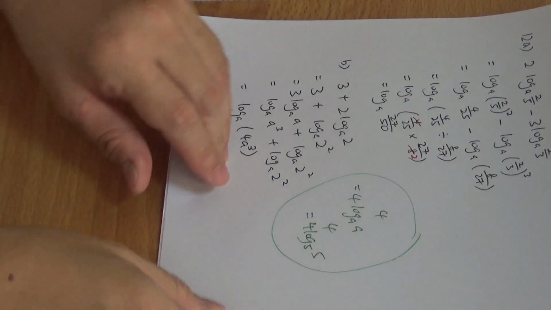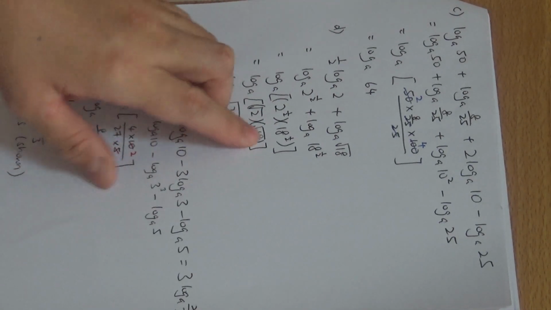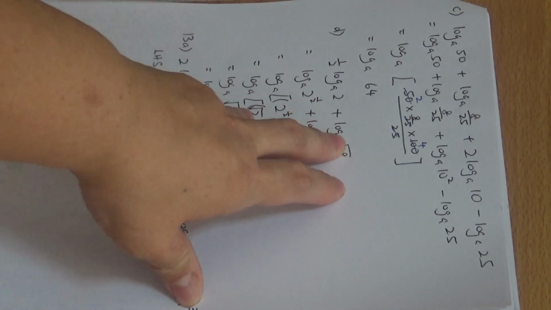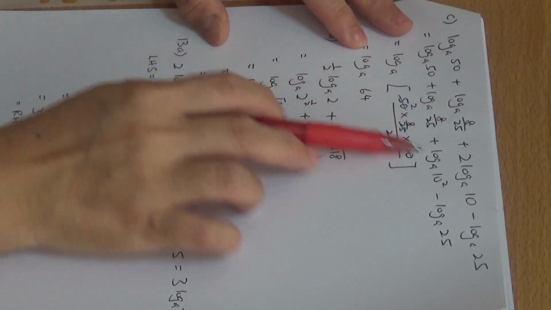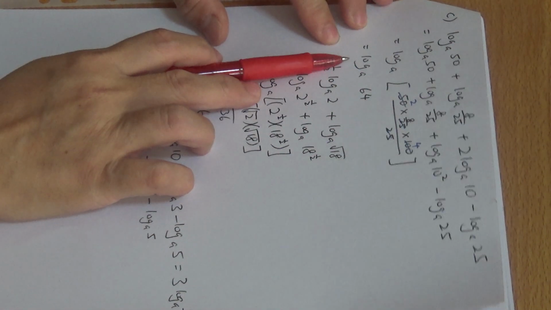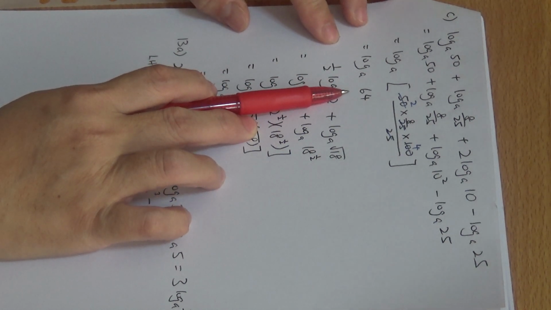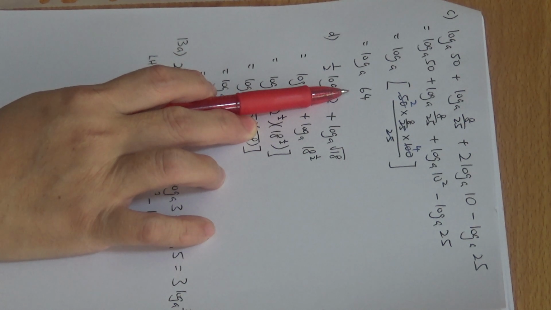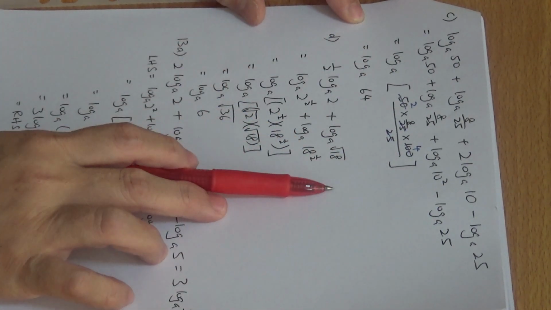Alright, I'm moving on to part C. Part C looks very long, but part C is very simple because all of them are of the same base A. So I'm just going to bring the 2 up to become square. Then I manipulate, I will get log A 64. Alright, look at the steps. It's not difficult, it's just that it's a bit tedious.